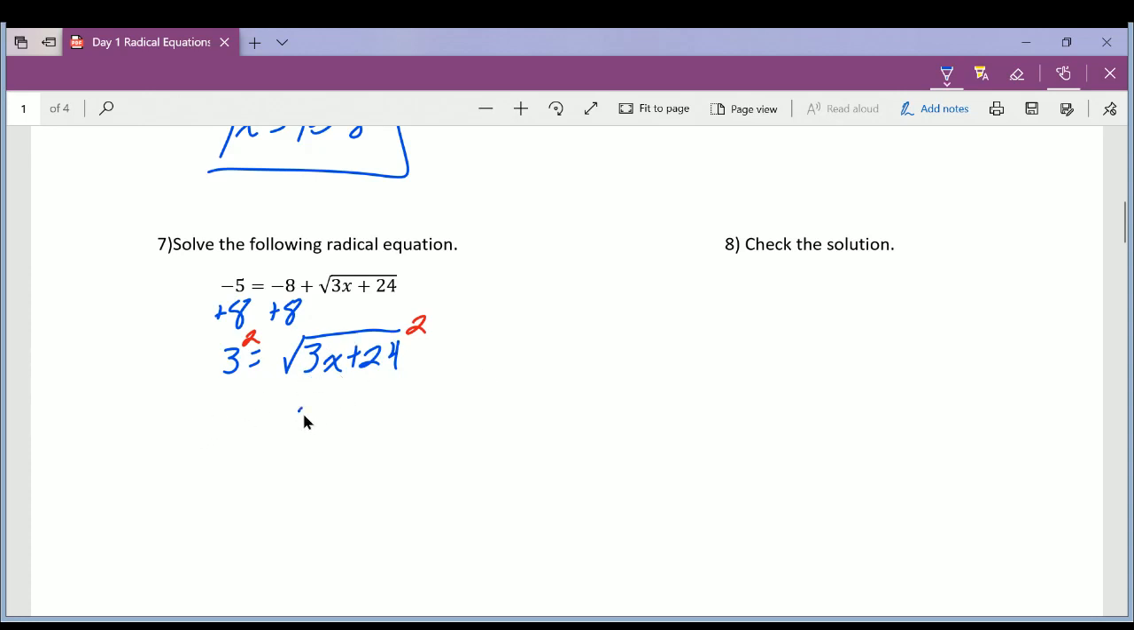Over here, the only thing that's going to happen is we get rid of the square root symbol, and then on the other side is 3 squared, or 9. And now it's like an Algebra 1 problem, or really before that. Subtract 24, subtract 24, 9 minus 24 is going to give you negative 15.